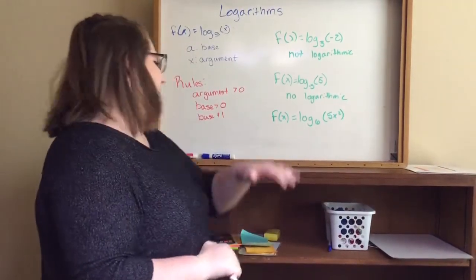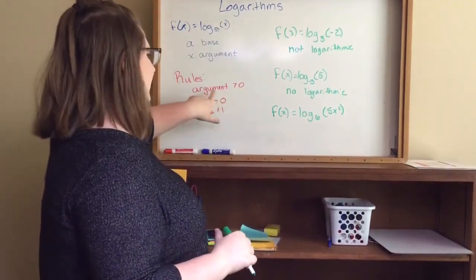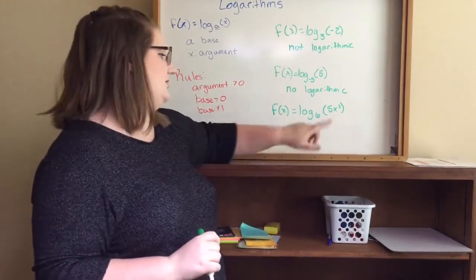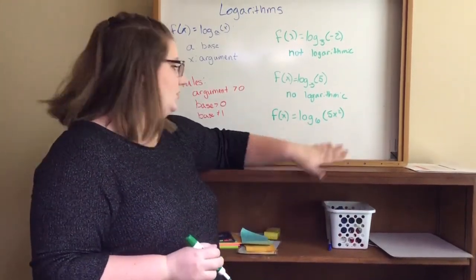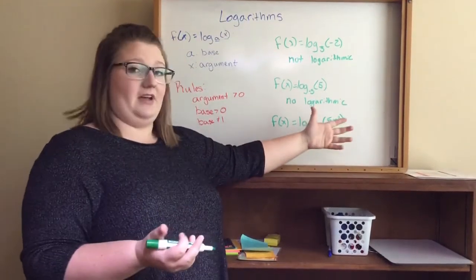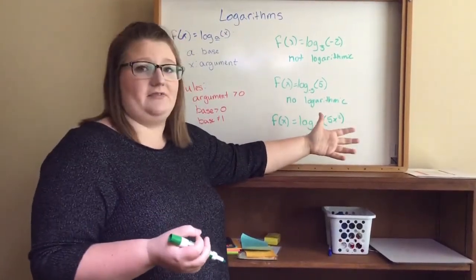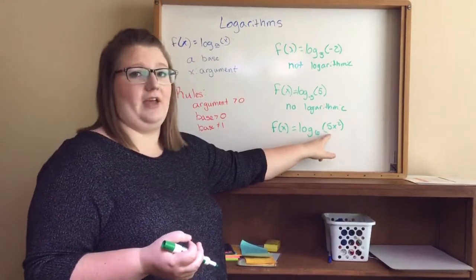So looking at this function, first we check to see if our argument is greater than 0. So we've got 5x squared in the parentheses. So 5x squared is our argument, and 5x squared is positive. There's not a negative in here, so we're okay right now.